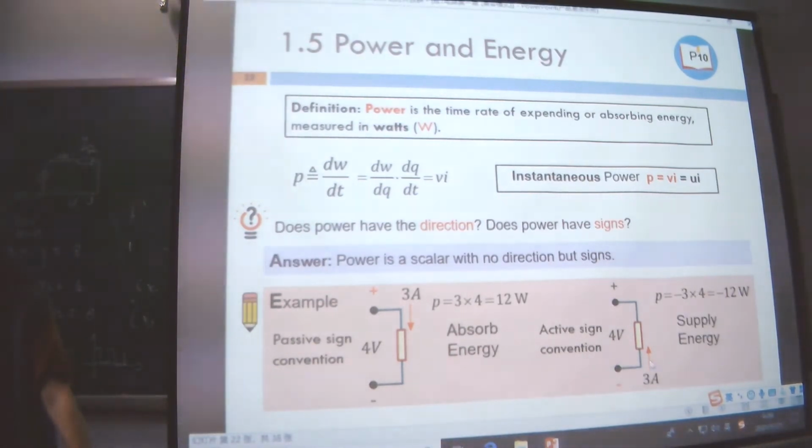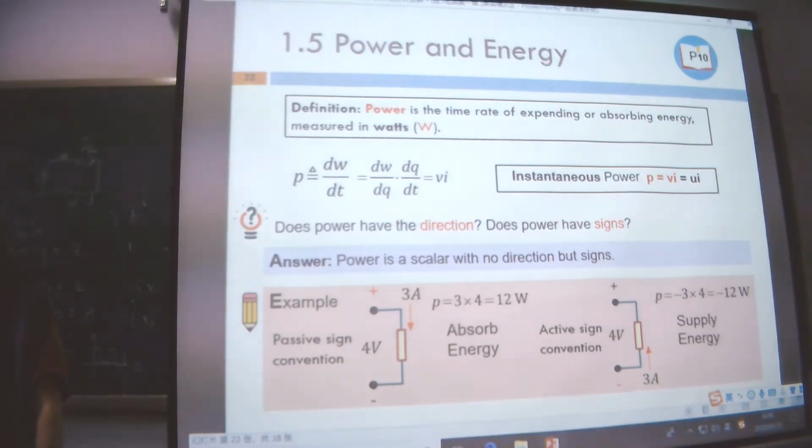Now the second figure. In this case, the reference direction is selected the same as the previous one, but now we change the reference direction of current. Now we can see the current is flowing from the negative side to the positive side. So now for this case, the I should be -3, and the voltage is still 4. So the P is -12 watts.